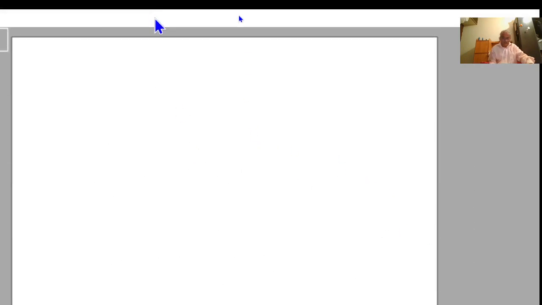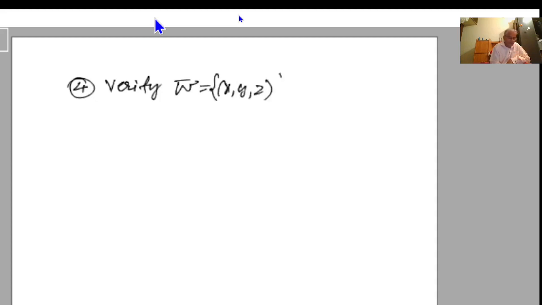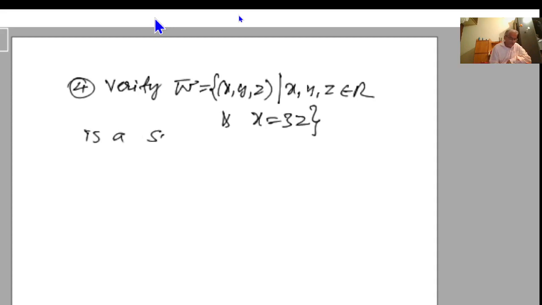I'll go to one more example. Verify W is equal to the set consisting of the elements of the form x, y, z such that x, y, z belongs to R, and one more condition is given here, that is x is equal to 3 into z, is a subspace of V3R.